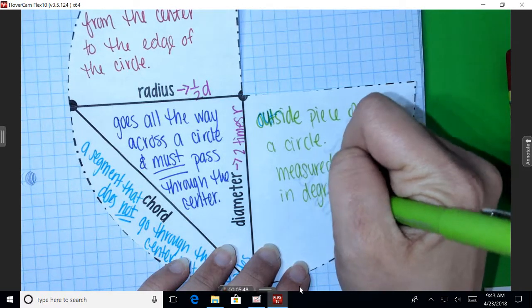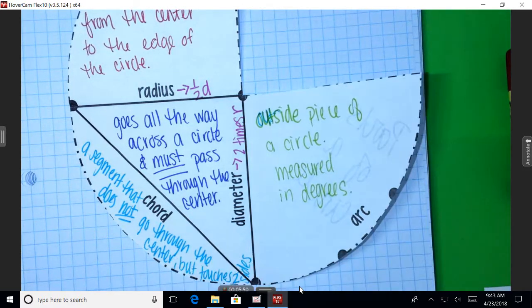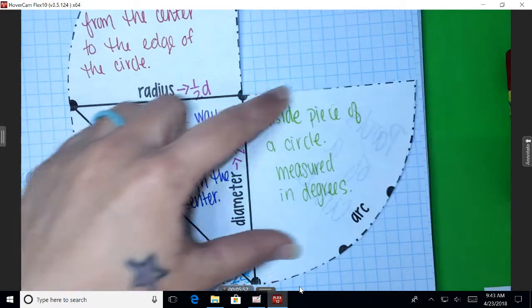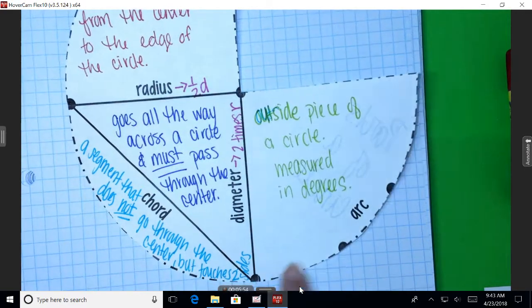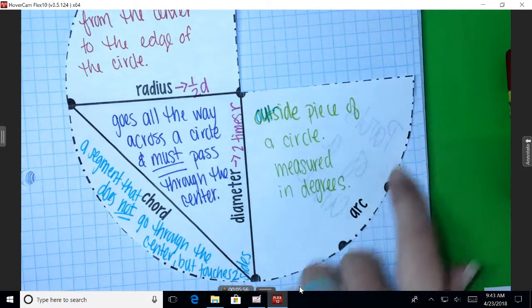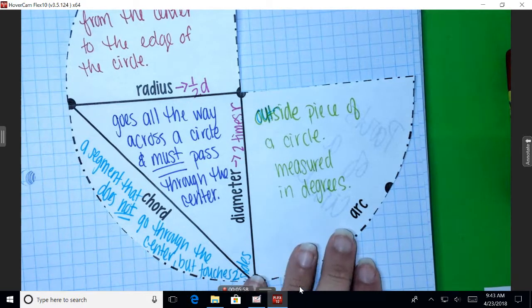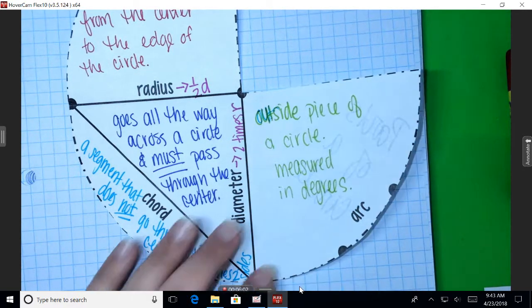What is the total degree of a circle? 360. So this looks like it's a fourth of it, right? So what would be the measure of this arc? 90. Why? As a fourth of 360, it's 90. Good, take a point.